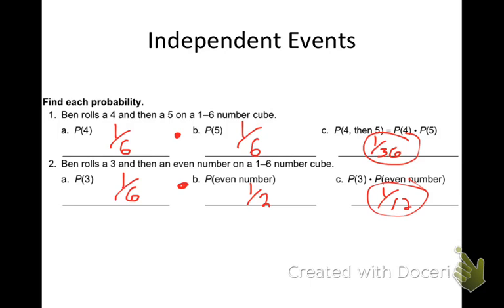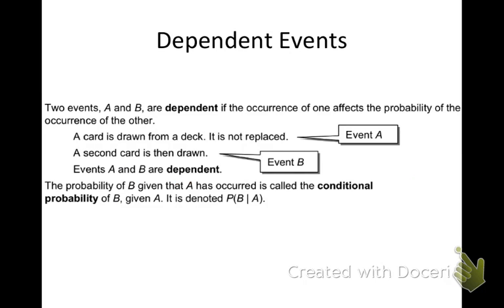1/12. Nice job. That is the probabilities there. All right, so that's independent events. Each one is unique of itself. Next thing we're going to talk about is dependent events.